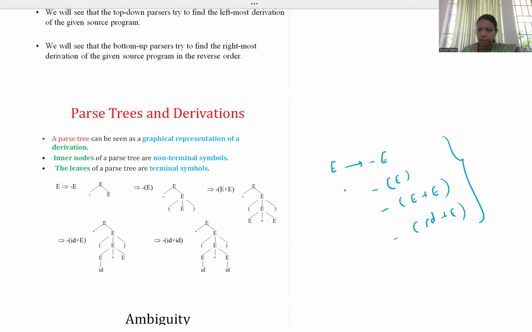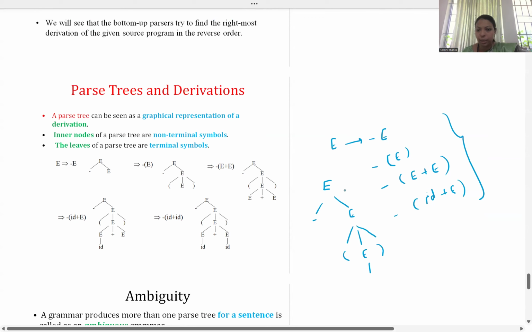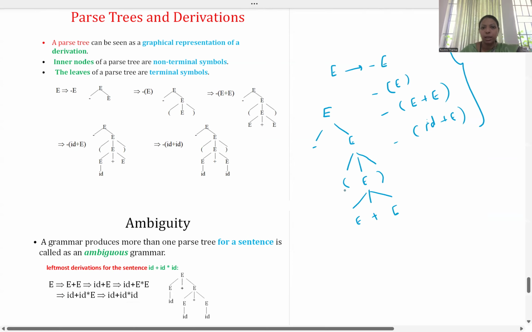How will I bring it into the graphical structure? E can be derived into minus E. And now this E can be derived into open parenthesis E close parenthesis. And now again this E can be derived into three things: E plus E. And now this E can be derived into ID, and this can be derived into ID.